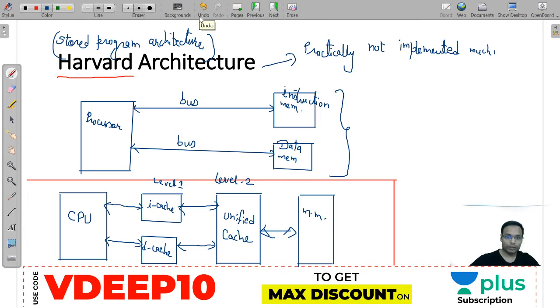What is the use of unified cache? Unified cache can keep both contents, instruction also, data also. So if there is any miss in the I cache, this particular cache can fulfill it, or if there is a miss in the D cache, then also this cache is used to fulfill that particular miss. So in the unified L2 level cache, a large cache, you keep both instructions also, data also.